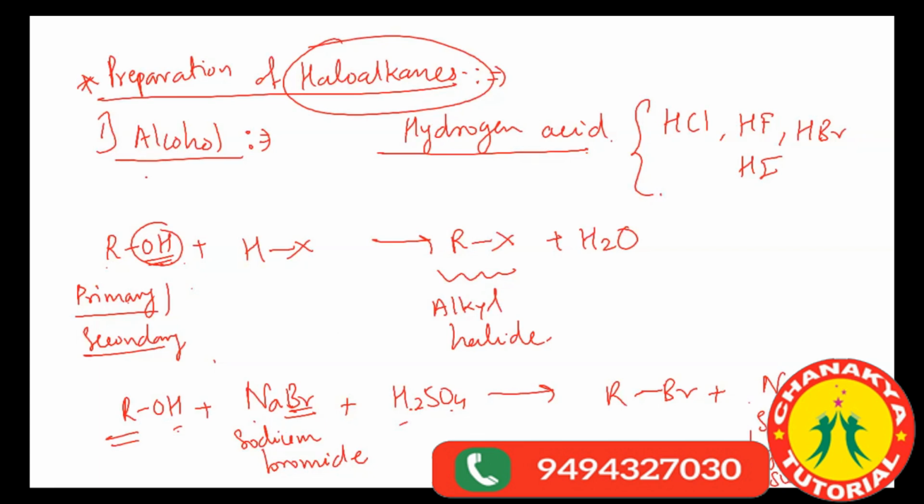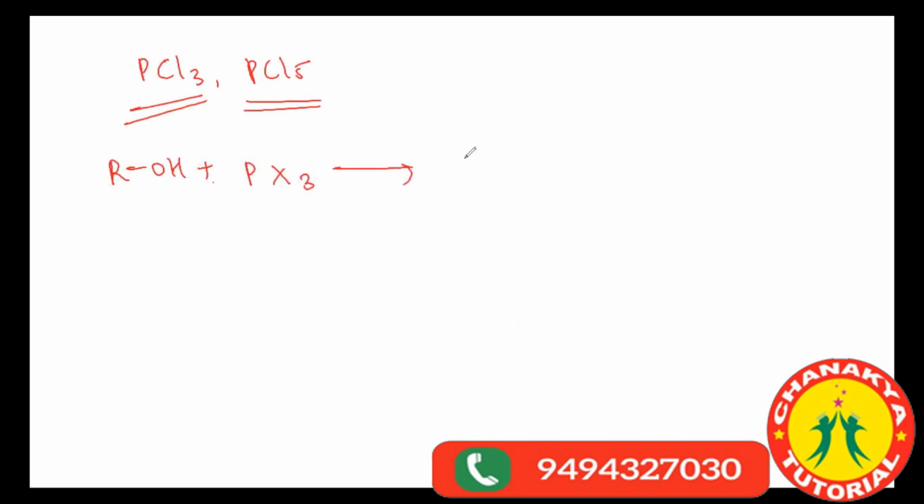Now, one more reaction we have to see when alcohol reacts with phosphorus halides. Phosphorus halides means what? Either phosphorus pentachloride or phosphorus trichloride, PCl5 or PCl3. These are your phosphorus halides. When your alcohol is reacted with PX3, any of phosphorus pentachloride or trichloride, you will get generally what? RX plus what will be formed?